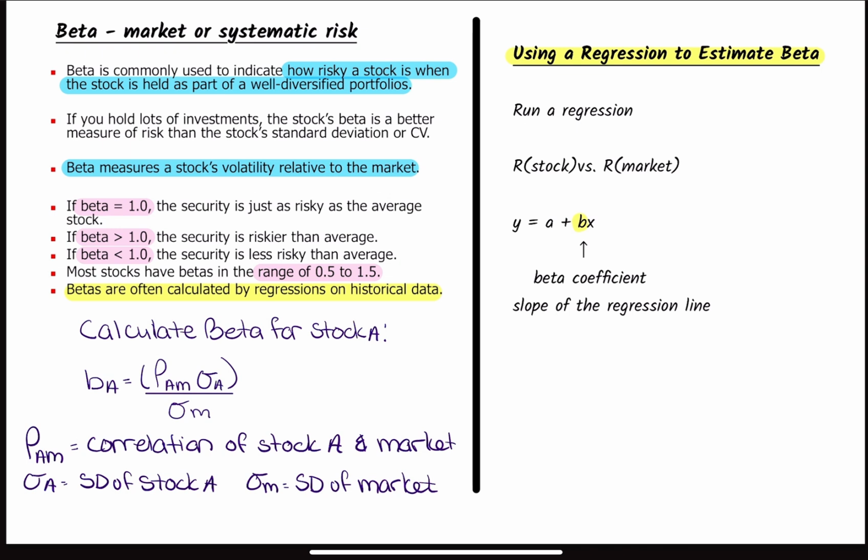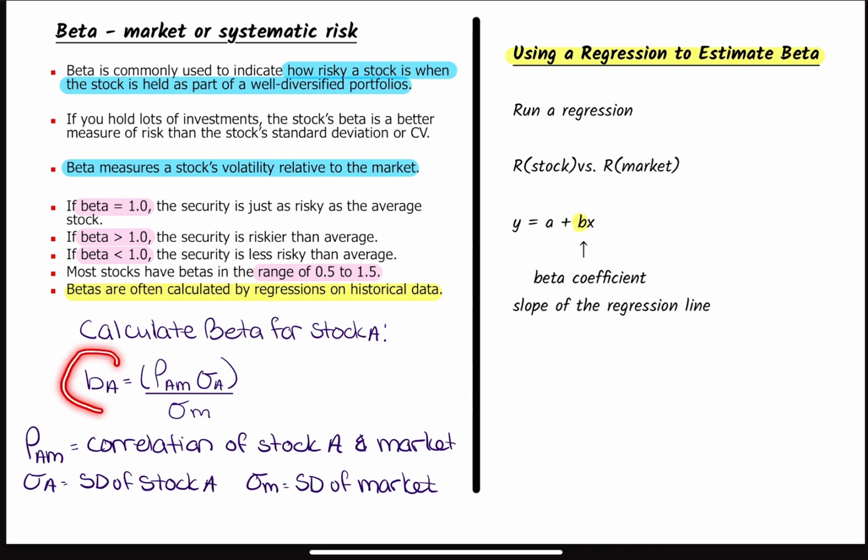So when we calculate beta, if it's equal to 1, it's just as risky as the average stock. If the beta is greater than 1, then it's riskier than average. If it's less than 1, then it's less risky than average. Most stocks have a range of betas between 0.5 and 1.5, and they're calculated by regressions on historical data. Regressions are just your standard equation formula, Y equals mx plus b. That's pretty much what it is.